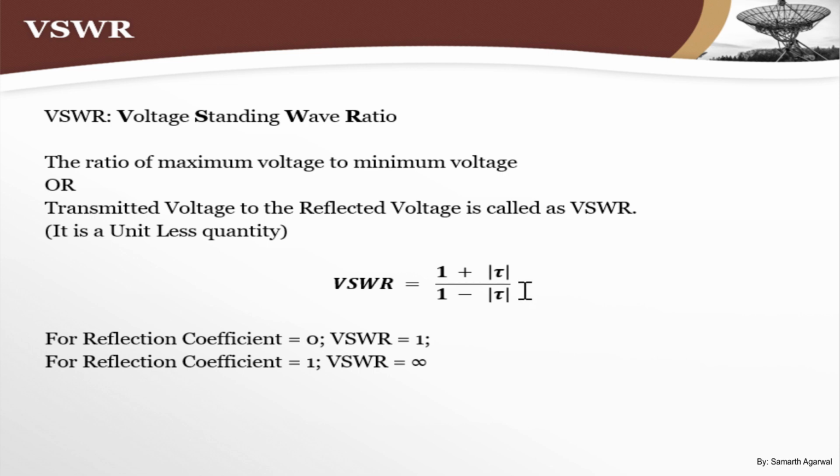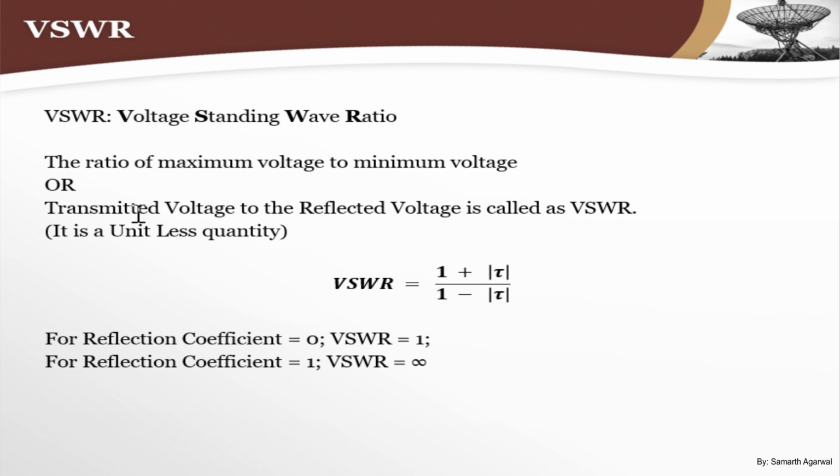As we covered in the last topic, if tau has a zero value, it means 100% has been transferred, which will give a VSWR of 1, and if the reflection coefficient is 1, the VSWR will be infinite. Another definition you can note down is that the ratio of transmitted voltage to reflected voltage is called the VSWR. VSWR, gain, and S11 are all important parameters which determine the performance of an antenna. So please study more and more about this.